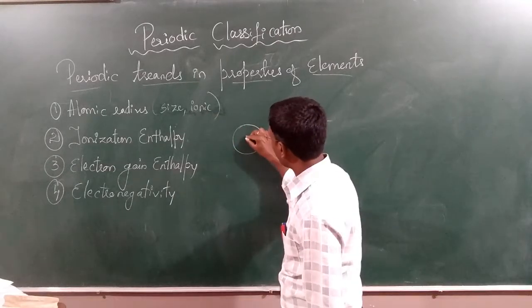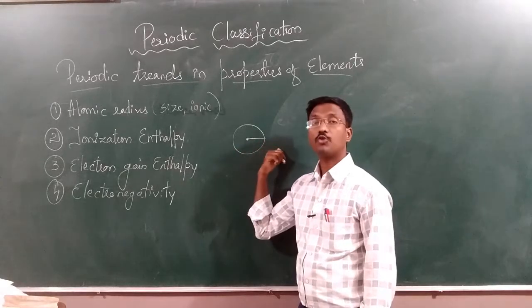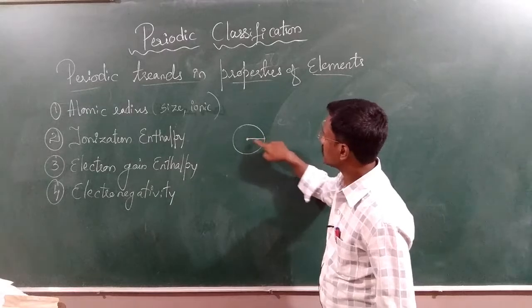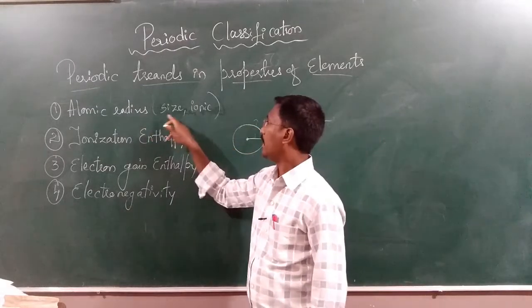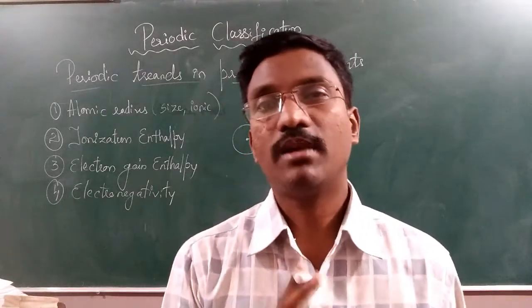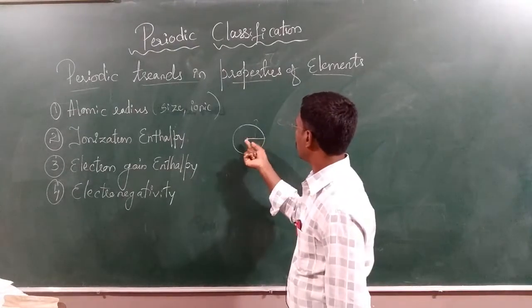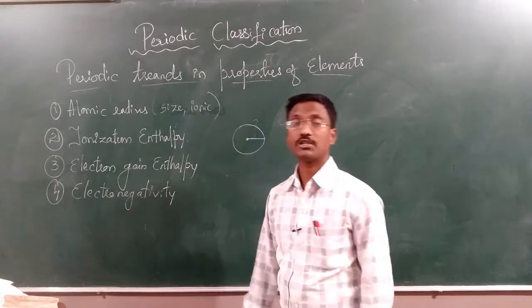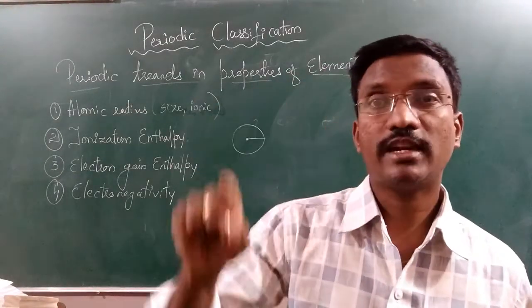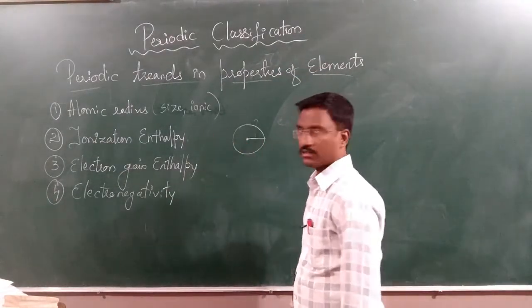The size or the atomic radius is the distance between the center of the nucleus and the outermost electrons. This distance is called atomic radius or atomic size, ionic radius or ionic size. Whatever they may ask, the definition remains the same. Atomic size is the distance between the center of the nucleus and the outermost electrons, which will be present in the first shell, second shell, or third shell. It doesn't matter where; the last electron is present in the outermost shell. That distance is called atomic radius. Are you getting this one?